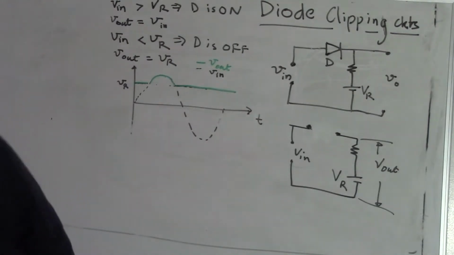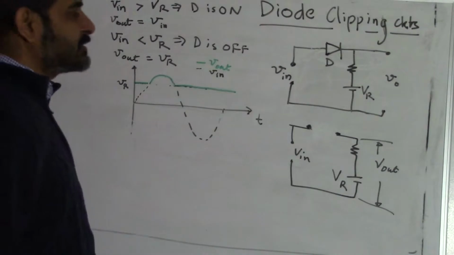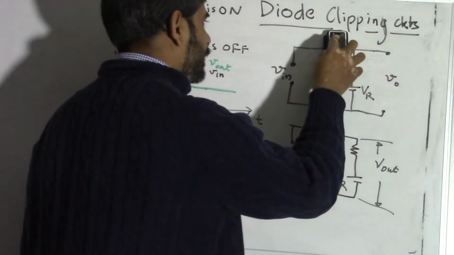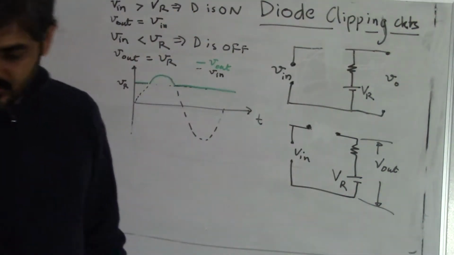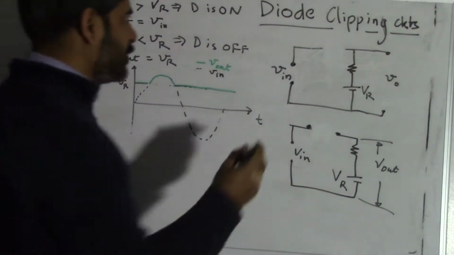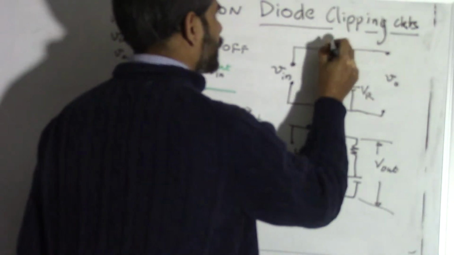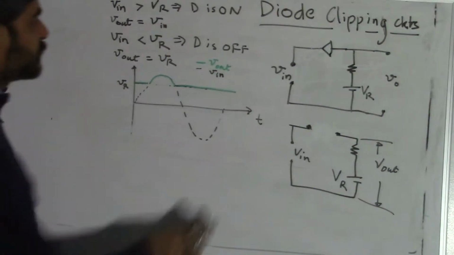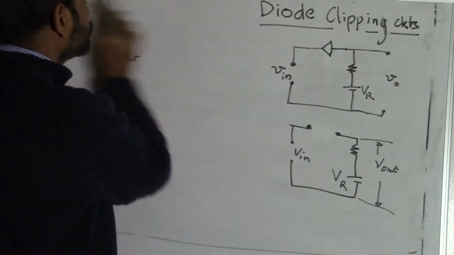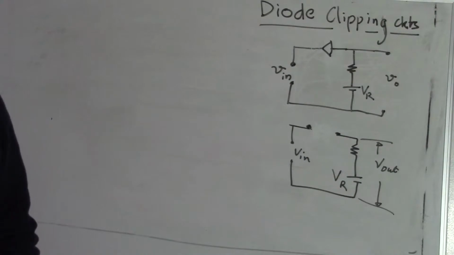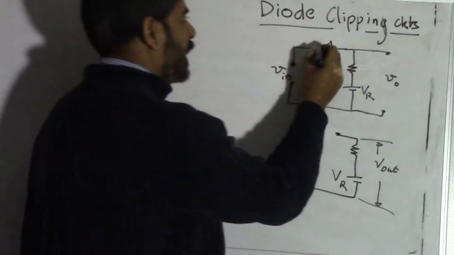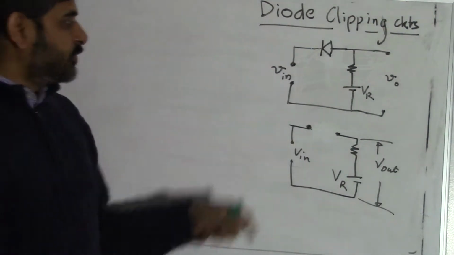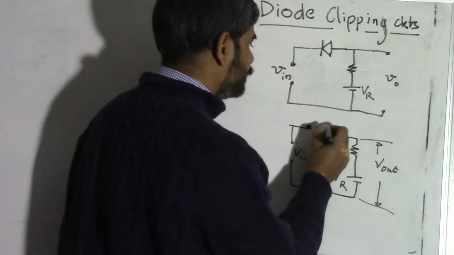There are some variations of this circuit. Let's now, in this same circuit, reverse the diode polarity. Instead of this way, I make this diode the reverse way. And let's say again, how does this circuit behave? Now, what we will try to do is see what happens with this diode.